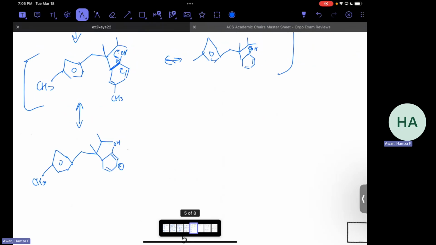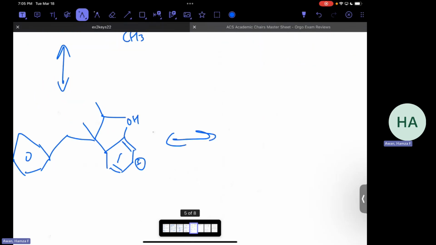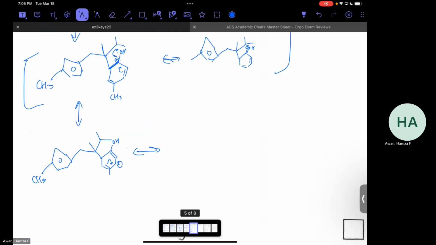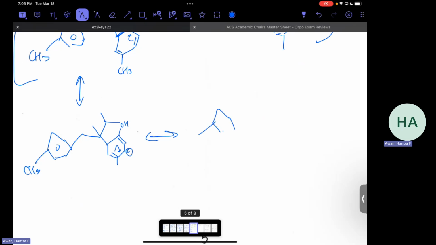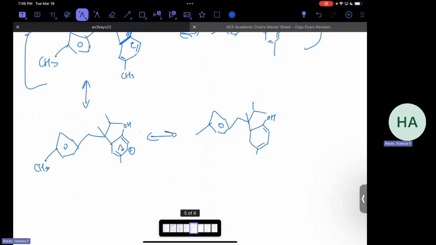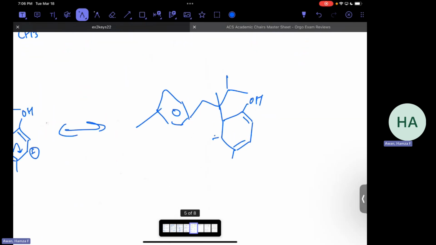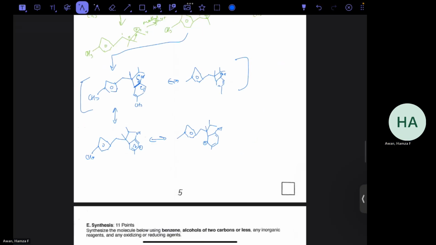Right. So that's another resonance contributor, and we have one more where this double bond can come and take this. You'll have to draw that methyl group. Okay, so that will be like this. Alright, so that's going to be our third resonance contributor, and this is where our plus charge is. Kind of running out of space, but it should be fine.